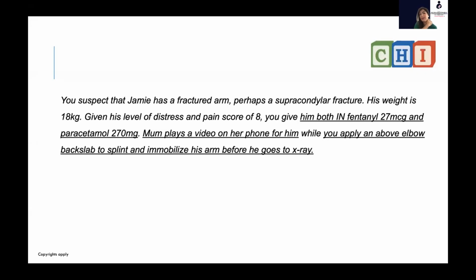Yeah, last two. So he has a fracture to his arm, perhaps a supracondylar fracture. So we gave him fentanyl and paracetamol, and that's the pharmacological pain management according to his pain score. And his mom played a video, and that was non-pharmacological cognitive behavioral distraction. And we applied an above elbow back slab splint, and that's to stop the pain transduction.